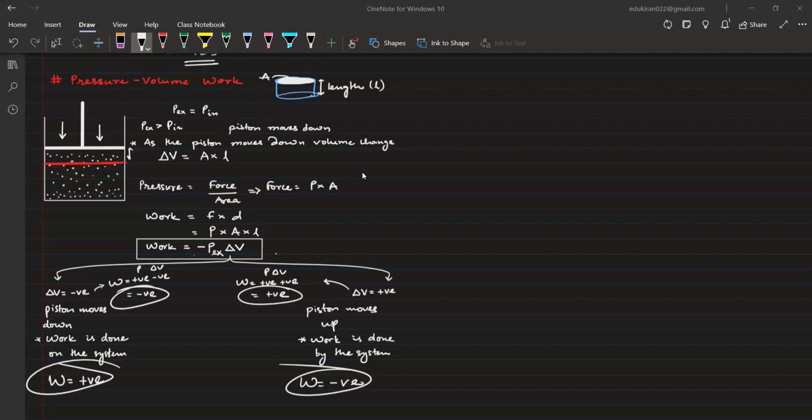That means we calculate the work using pressure and volume changes. The definition of work is still F into D, but we use pressure and volume to determine the amount of work that is done.